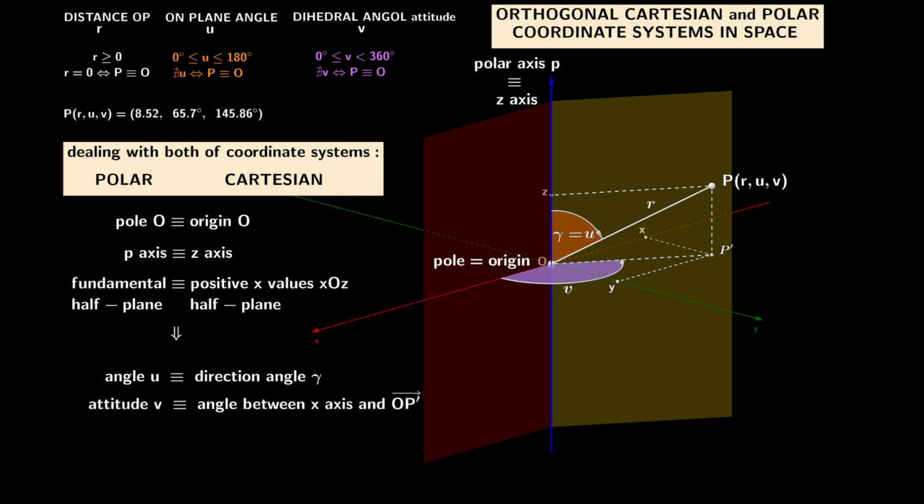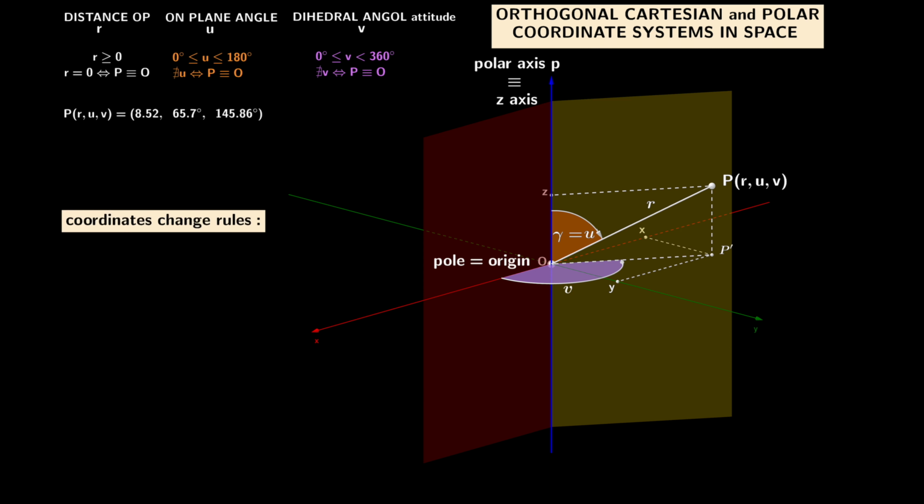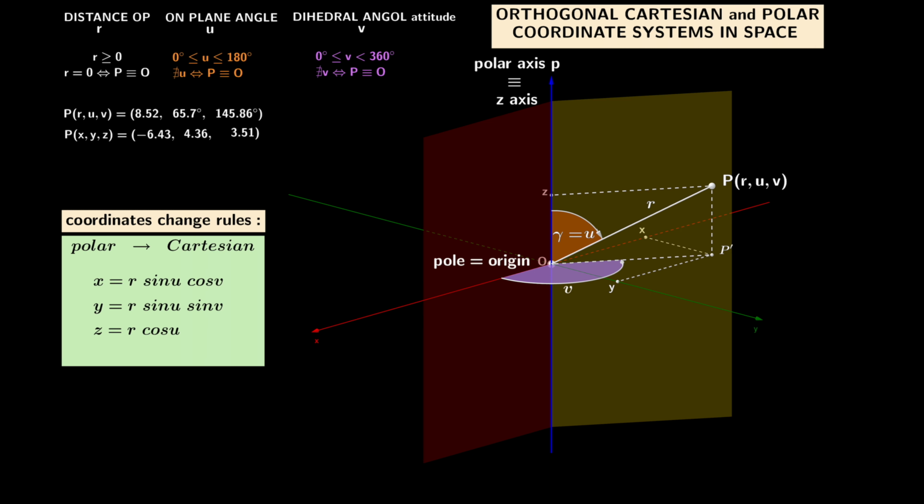The P shortened distance is the distance between origin O and the orthogonal projection P prime of point P on the XOY plane. It is oriented from O to P prime. The following change of coordinates rules hold. Polar to Cartesian: X equals R sine U cosine V, Y equals R sine U sine V, Z equals R cosine U.